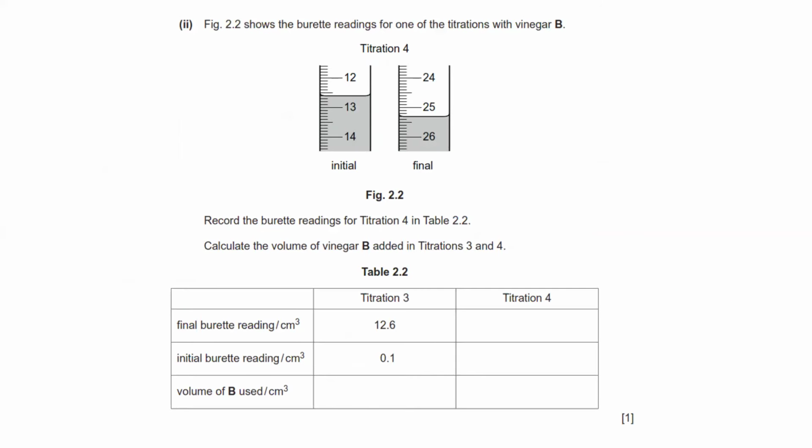Then it says in figure 2.2, the burette readings for one of the titrations with vinegar is shown. In the first case, the initial value is 12.6 and the volume used will be 12.5. Record the burette readings and calculate the volume used. We have done it earlier. The other case is the final reading 25.3 and the initial value is 12.6. Subtract them, and the value will be 12.7.